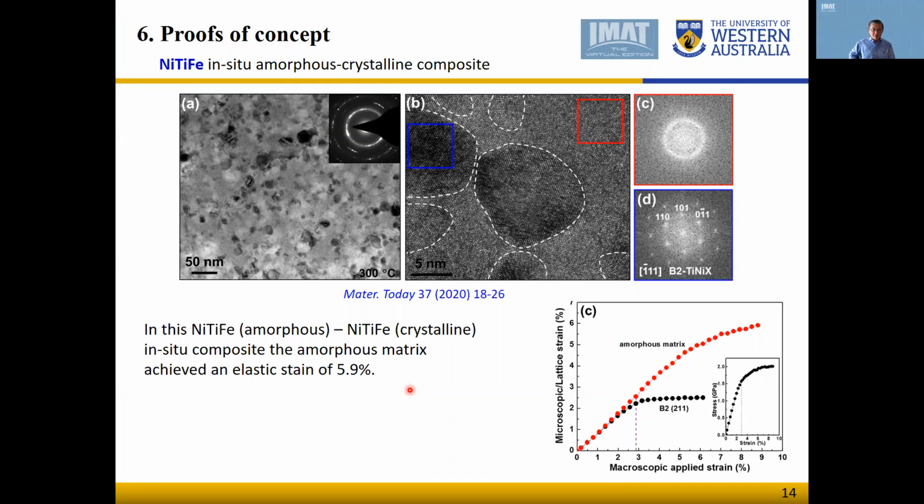This is another example, a composite of the same material. I mean, chemically and composition-wise uniform, but it's a structural composite between amorphous and crystalline nanodomains in nickel titanium. In this matrix, the transformation within the nanocrystalline region is able to help the amorphous matrix to achieve 5.9% elastic strain, which breaks even the theoretical prediction limit before this work.